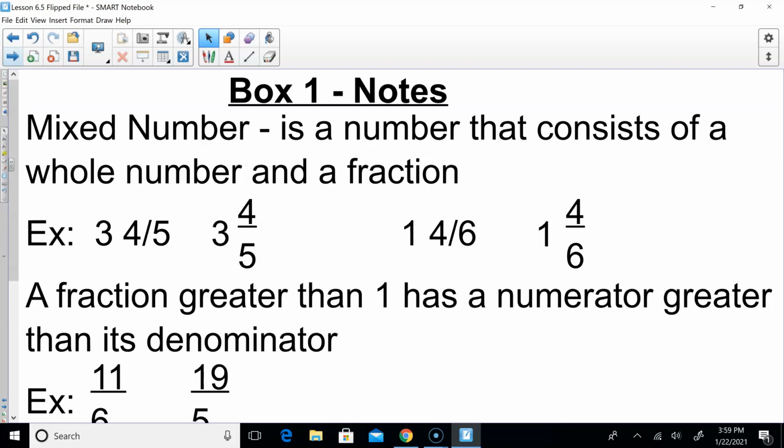What is a mixed number? Oh, we already had this before. It consists of a whole number and a fraction. What's a fraction greater than 1? It has a numerator greater than its denominator. Keep stressing those vocabulary terms, because if you understand what they mean and what they represent, it's easier to answer word problems and other problems and concepts.